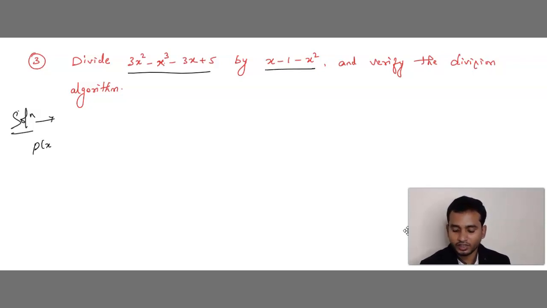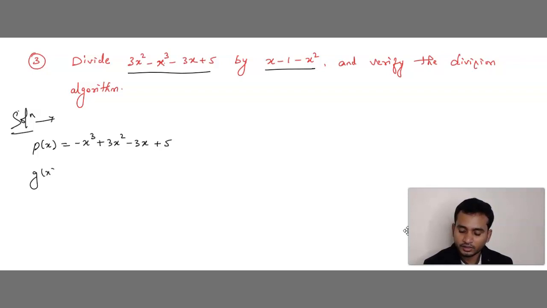First we write p of x value. Is it there in the standard form? No. Because we can see first second degree, then third degree is there. So third degree is highest. So first we write third degree term, that is minus x cube. Then second degree, that is plus 3x square. Then first degree, that is minus 3x. Then constant, that is plus 5.